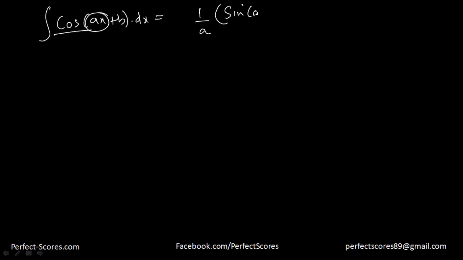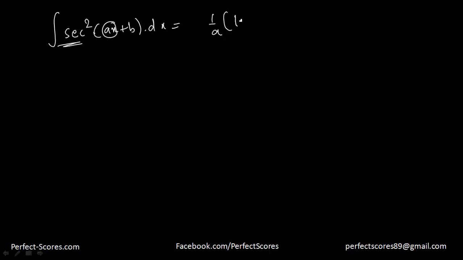The next one I'm going to be doing is the antiderivative of cosine of ax plus b. Again, first of all, you have to take care of this part. That means I'll have to multiply by 1 by a. Then I find the antiderivative of cosine, which is going to be sine of ax plus b, and of course, I'm going to be adding c to it.